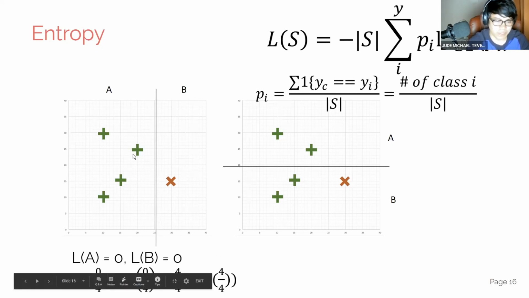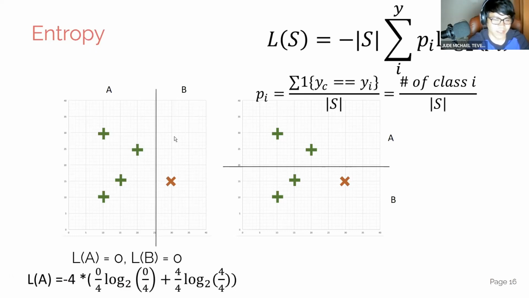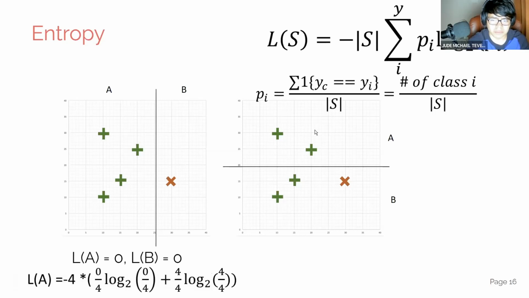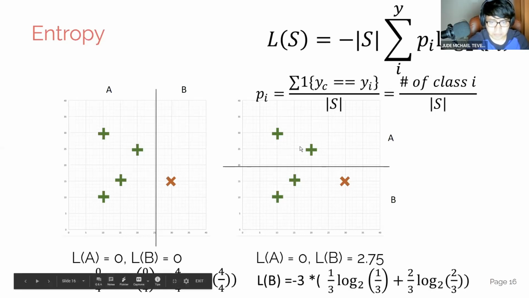You're going to end up with 0. Of course, it's the same as the 0, 1 impurity loss because it's homogeneous. So it's a very good split. But if we use the split here, the one in the right, what are we going to get?